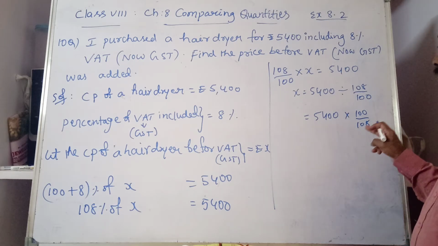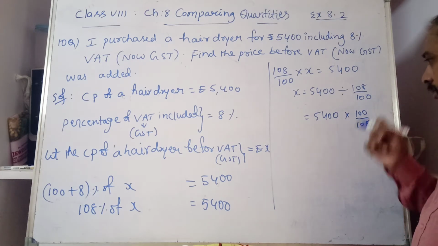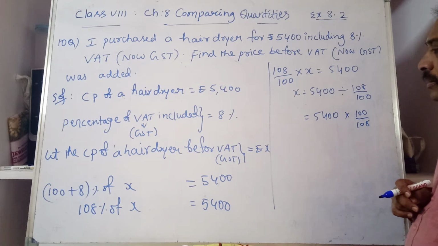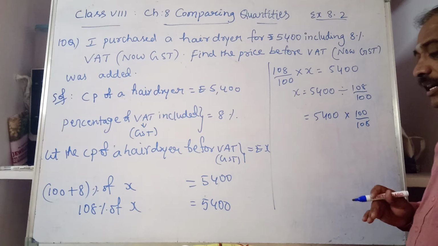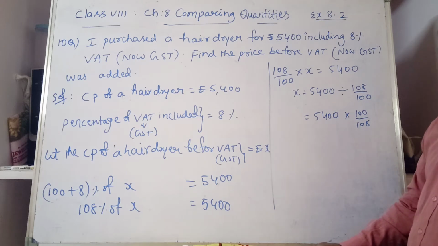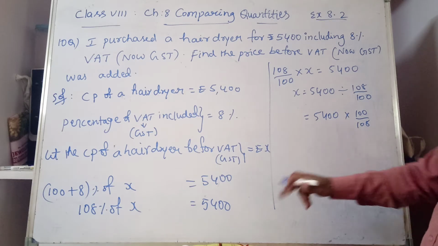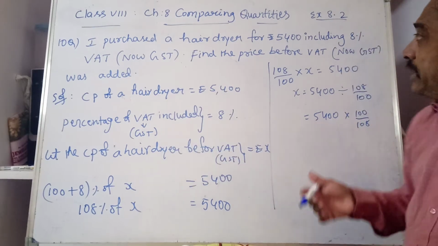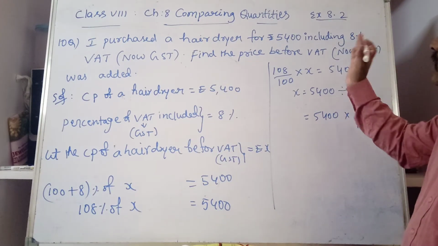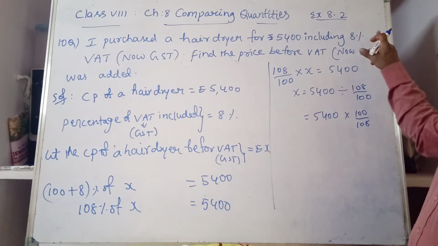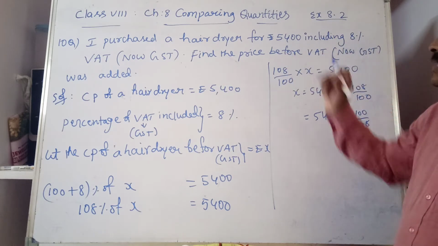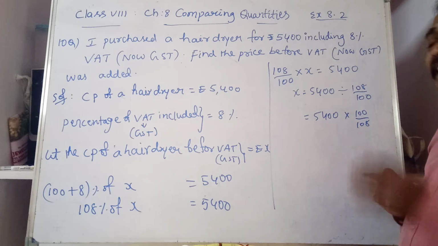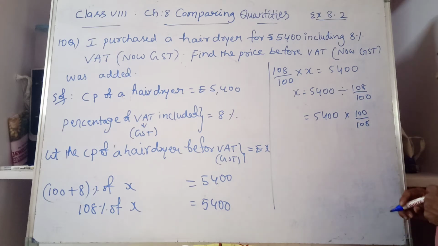Now look at this, 108%. It is included in that, 108%. Are you following? He paid extra, 8% is included in that. So 8% plus 100, 108% he paid 5,400.